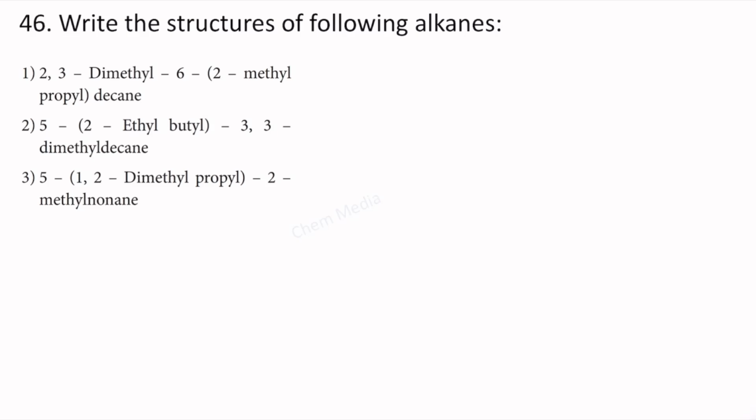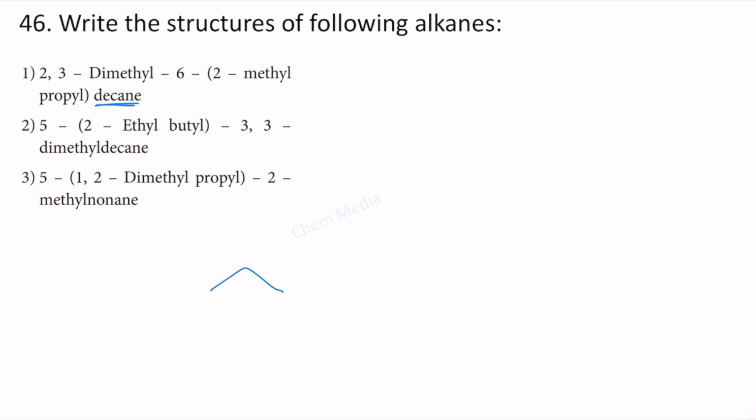Hello everyone, in this video we are going to write down the structures of these three alkanes that have a complex substituent. When you are dealing with complex substituents, the very first thing you should do is identify the root word. Write down the structure that corresponds to the root word first. So we have a decane chain, that's the main chain. Therefore, let us first write down the decane chain.